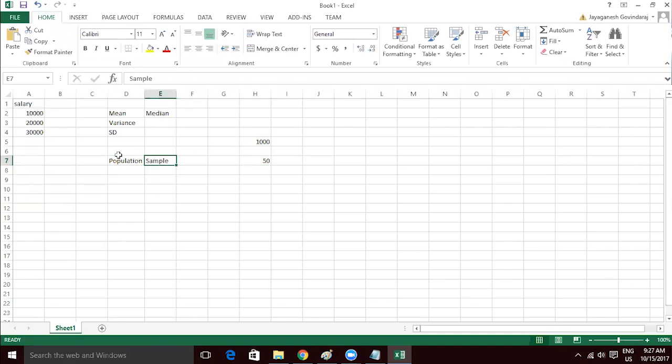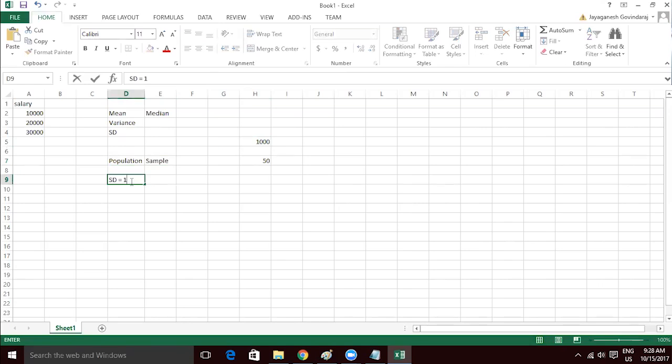Now we have 2 inputs, right? How can I understand whether the sample is good compared to the population? For that, the mean, variance, and standard deviation will help me. For example, I get the inputs from 1,000 people, and I calculated the standard deviation as 1. Standard deviation is nothing but, I have 1,000 inputs.